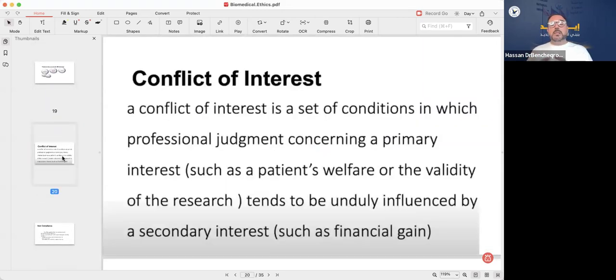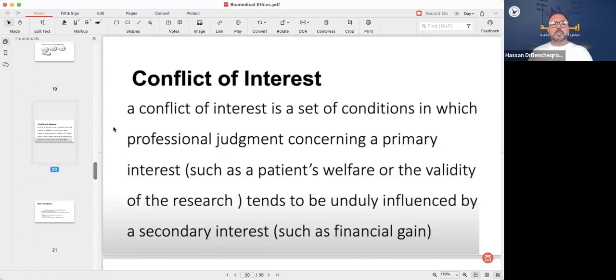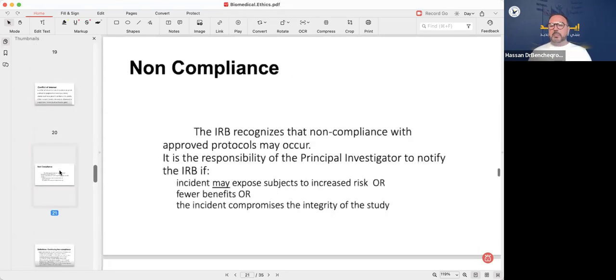Okay? This is what's a conflict of interest, تضاد المصالح. إنه it's a set of conditions in which the professional judgment, الحكم, professional حكم concerning a primary interest, meaning a patient welfare, ولا the validity of the study. Maybe I'm doing that study so I can benefit from the company by investing in it. فهدول الانفلونس is unethical. غير أخلاقية بالبحث العلمي. Non-compliance غير امتثال للpolicies and the law, meaning the IRB recognizes you did not bring the patient on day 3 as you said. You did not do the lab test to check for safety as you said.